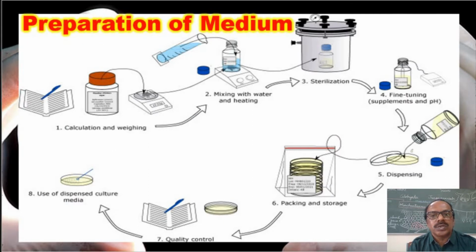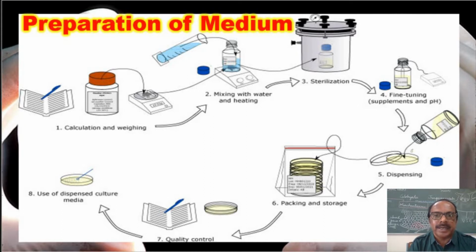This is the outline of the preparation of the nutrient medium. You weigh the exact amount of nutrients based on the literature, based on the recipe. Then you mix it in water, maybe either adding agar or not adding agar, depending on whether you want to prepare a liquid medium or a solid medium. For a solid medium, you have to add agar, a gelling agent. For a liquid medium, no need of agar.